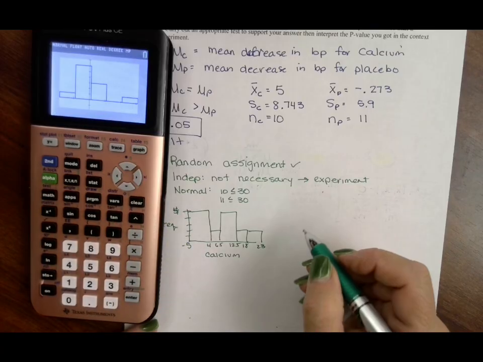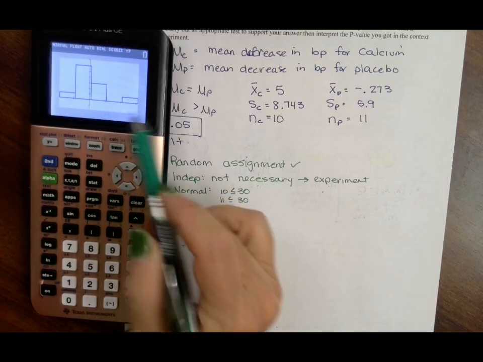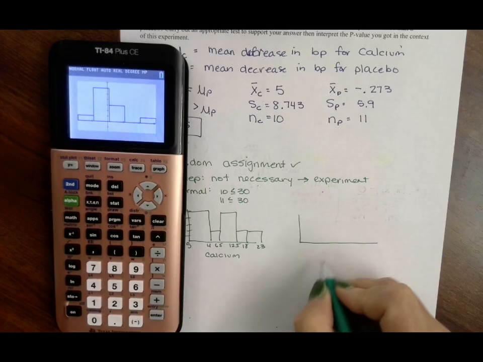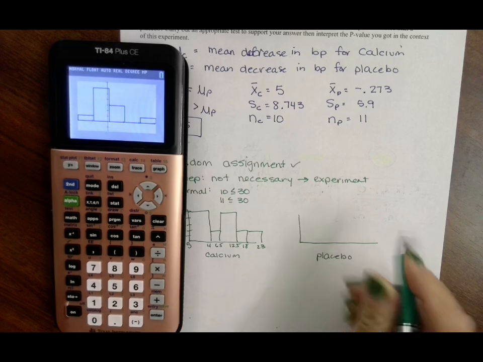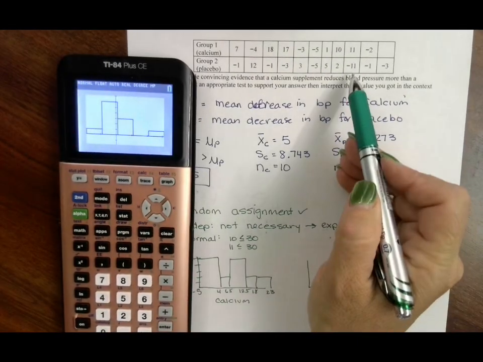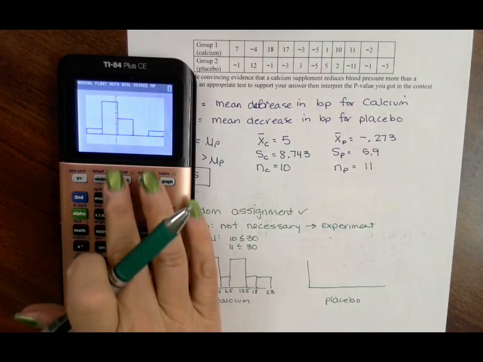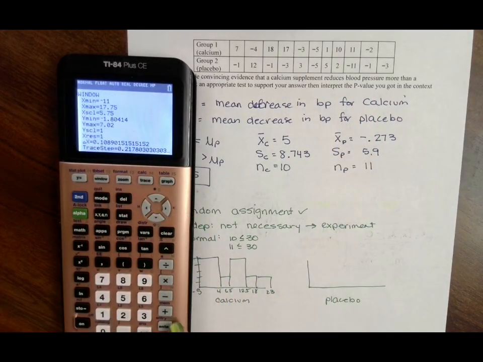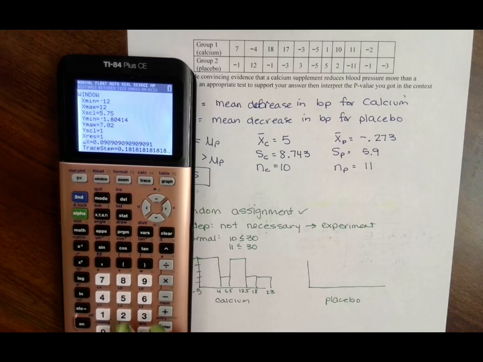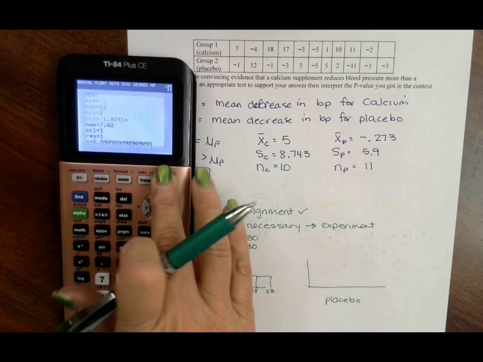Let me graph that. Okay, so this looks a little bit more funky here. So what I'm going to do on this one is go in and change my window. This would be my placebo group. If I look at my data up here for the placebo group, it looks like I go from -11 to 12. So on my window, I'm going to say -12 to 12, and I'm going to make my scale at 2. And let's see what that looks like.